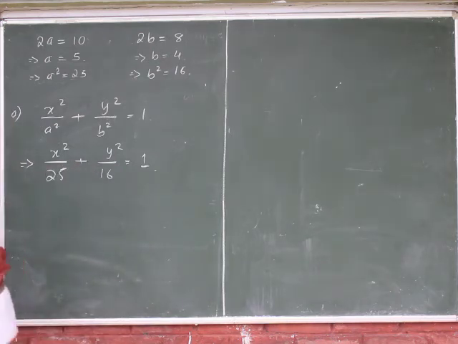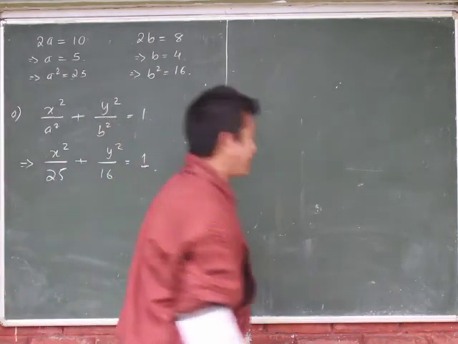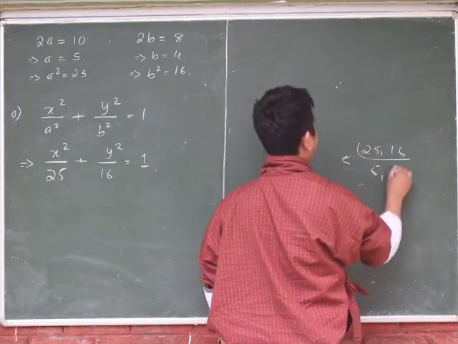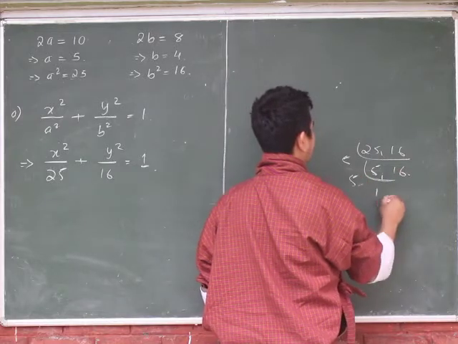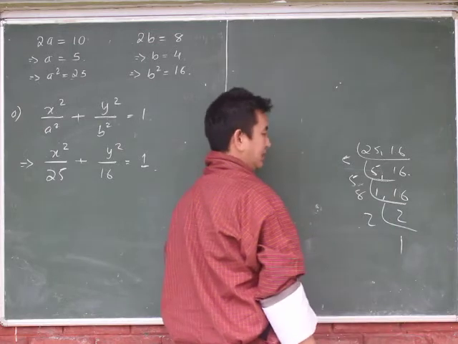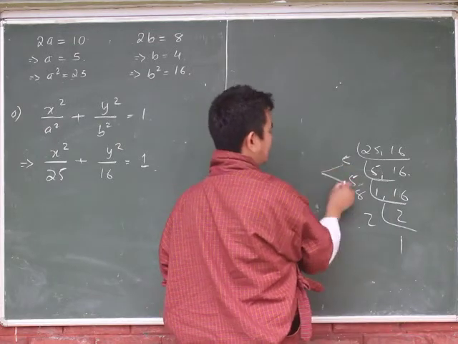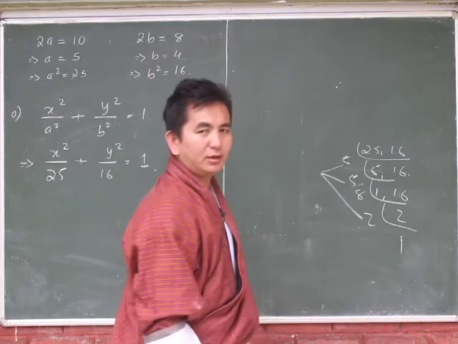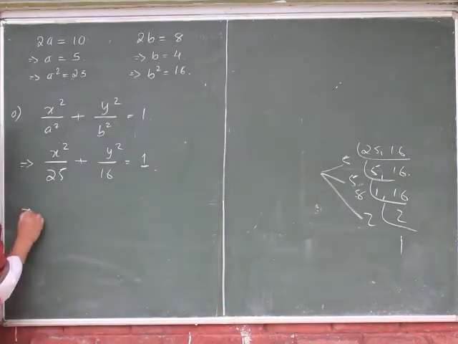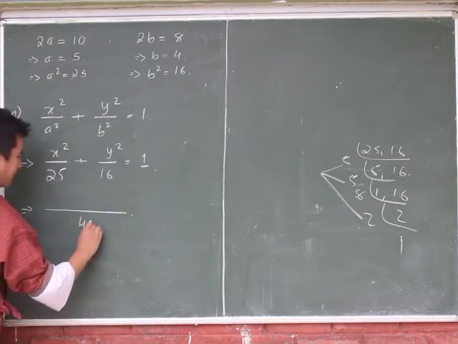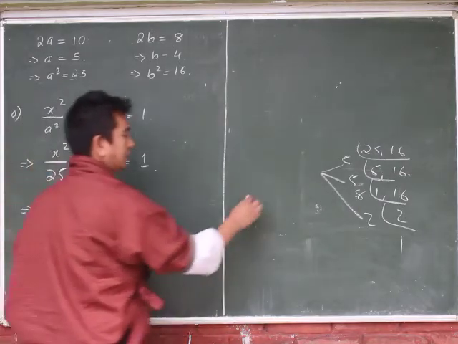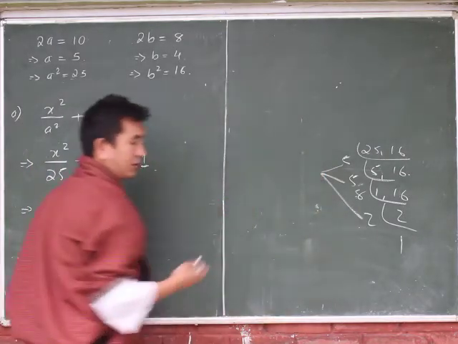So what's the LCM of 25 and 16? If you don't know, you just find the LCM, no problem. 5 5s are 25, you keep 16. Then 5 1s are 5, you keep 16. Then 8 2s are 16 and 2 1s are 8. So 5 times 5 is 25, 25 times 2 is 50, 50 times 8 is 400. LCM is nothing but 400. 400 divided by 25 is 16. Yes or no? 25 into 16 is equal to 400.